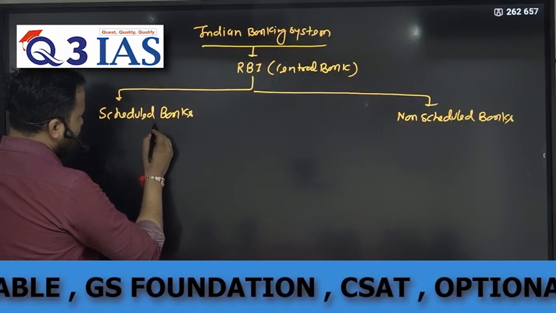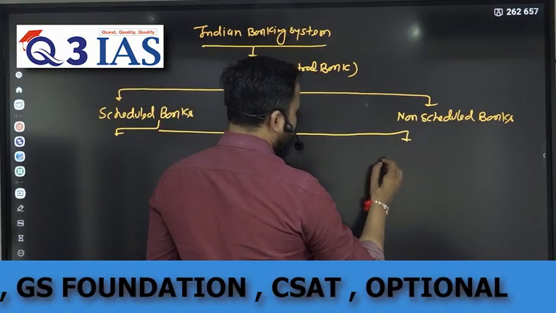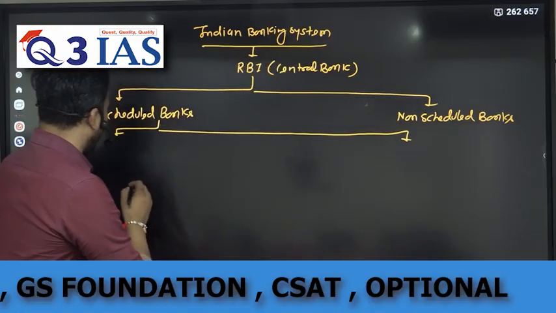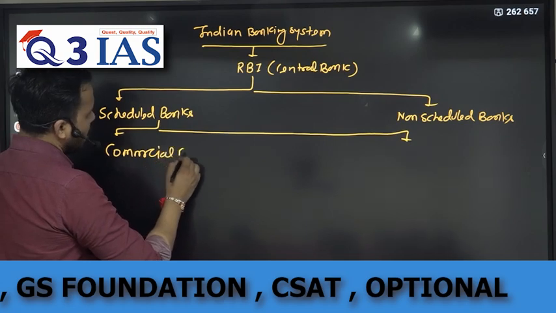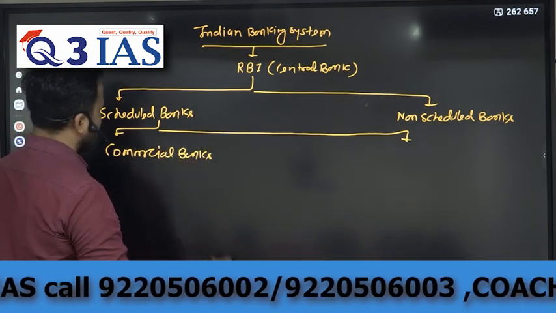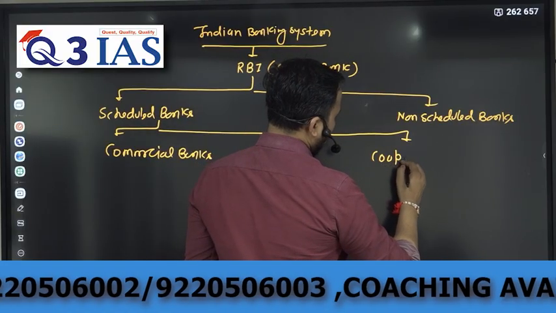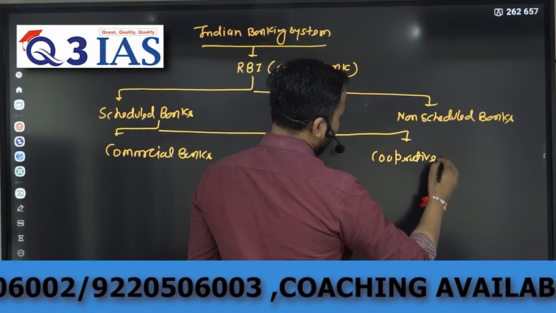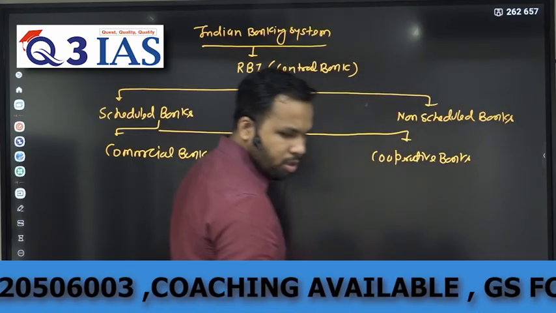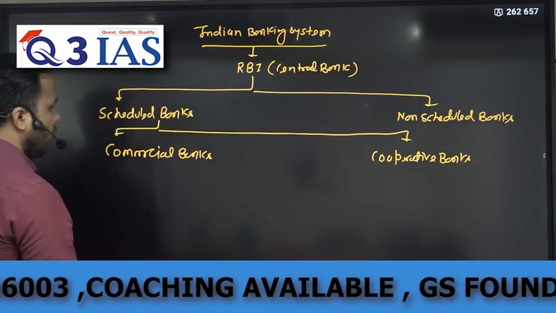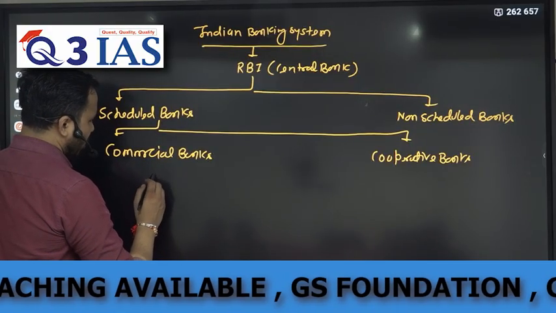According to RBI, there are two kinds of scheduled banks. First is commercial banks, and the second one is cooperative banks. And commercial banks can be further classified into several categories.